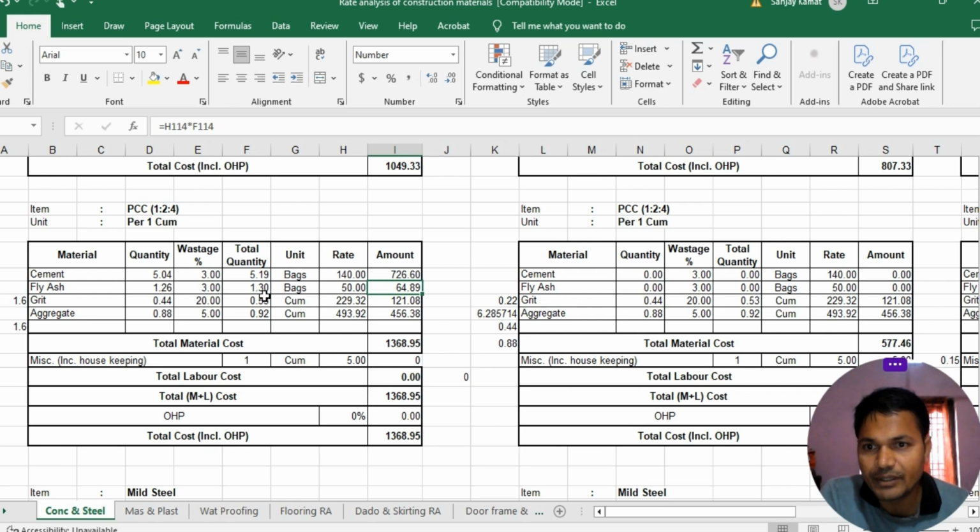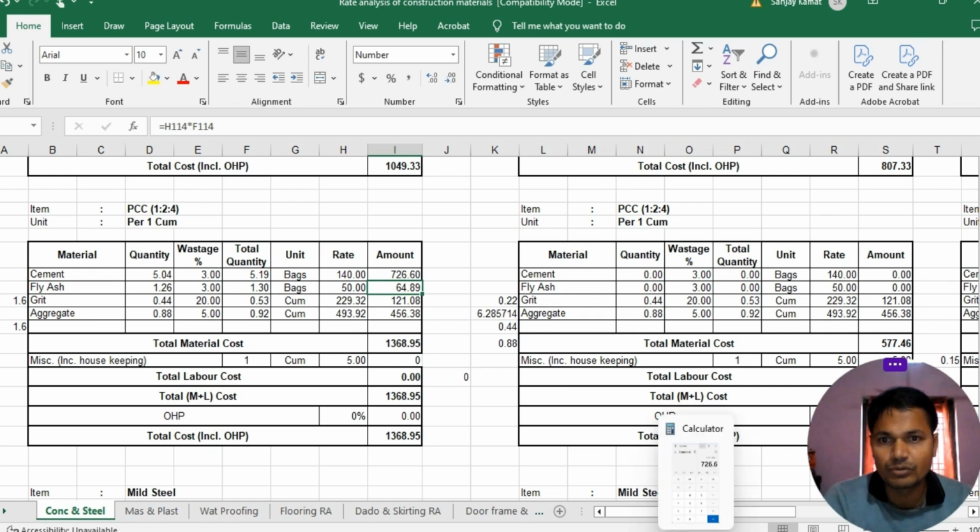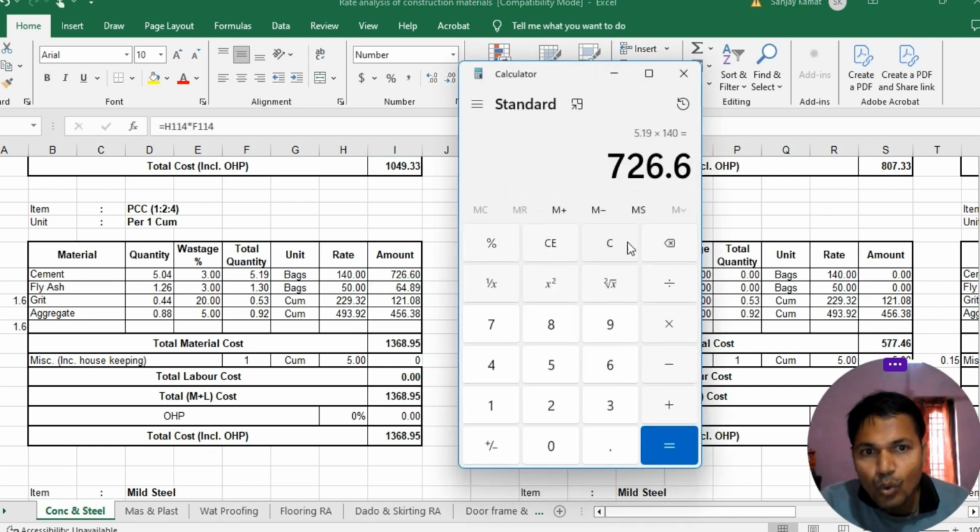Now the pliers: total quantity is 1.30. Multiply this with 50. 1.30 into 50, if you do, then how much is it coming? 65. So right, exactly.